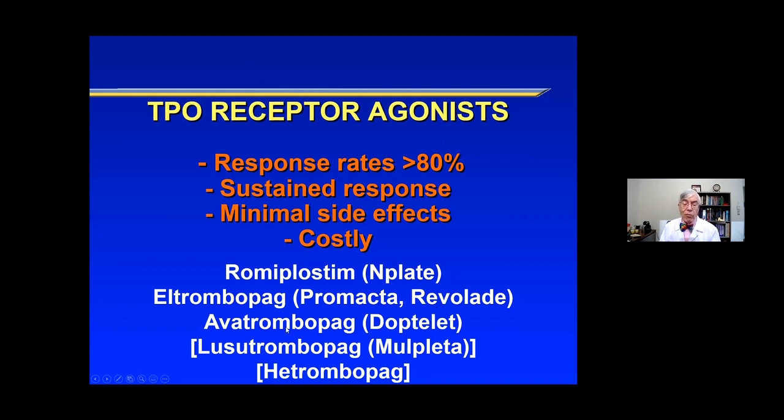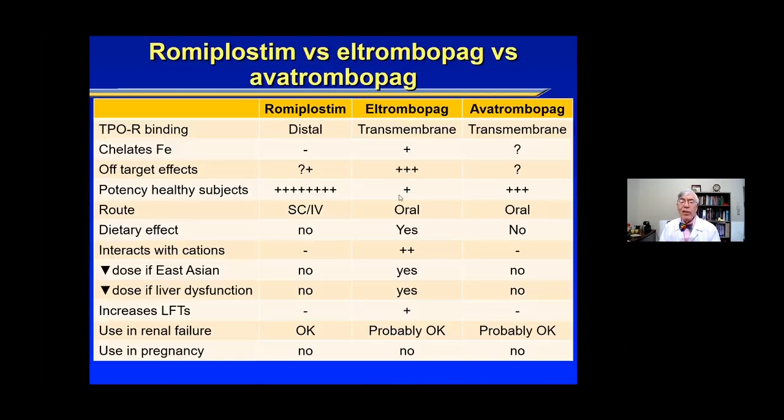These 3 agents all have very high response rates and are widely used. I don't have time to go into the differences. I'll simply go over them briefly. Romiplostim is a subcutaneous route. Eltrombopag and avatrombopag are oral. Eltrombopag is probably the weakest in terms of stimulating a rise in platelet count. Romiplostim is much more potent, and avatrombopag is in the middle.